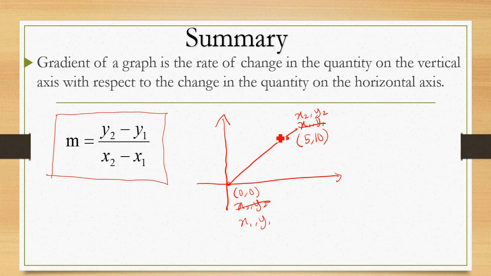When you have the 2 points and you have x2, y2 and x1, y1, you can use the formula to find the gradient. M equals y2, which is 10, minus y1, which is 0, over, remember, since this is y2, you must take x2, don't take x1. So 5 minus 0, so it equals 10 over 5, which equals 2. So this is how you calculate the gradient.